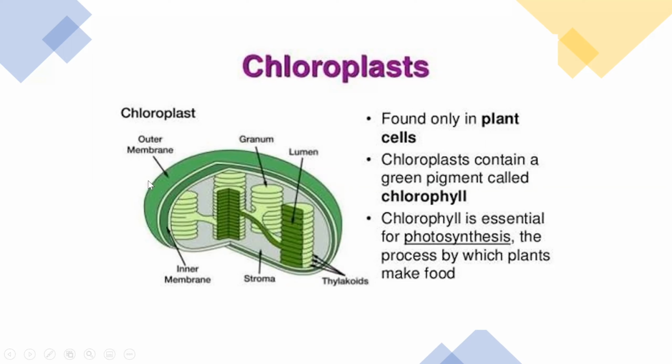We have the outer membrane. This part is the outer membrane. We have granum, lumen, stroma, thylakoids, and inner membrane. So this is the structure of the chloroplast.